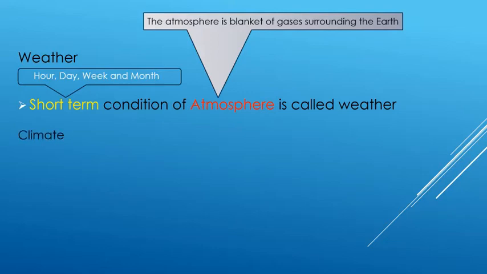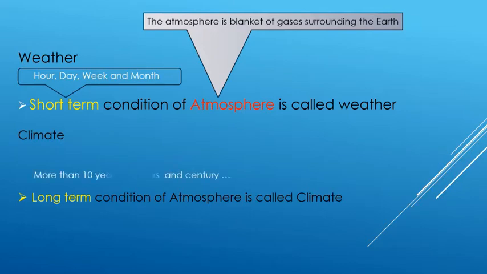The second one is climate. Dear students, climate is a long-term condition of the atmosphere, and long-term can be categorized as weather data of more than 10 years, 20 years, and 100 years. In simple words, if we have weather data of 10 years, 20 years, or a century, then we can easily calculate or study the climate of that specific area.